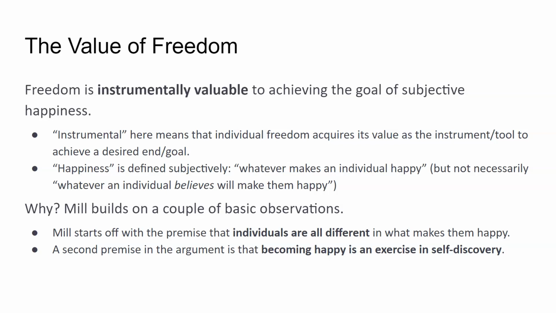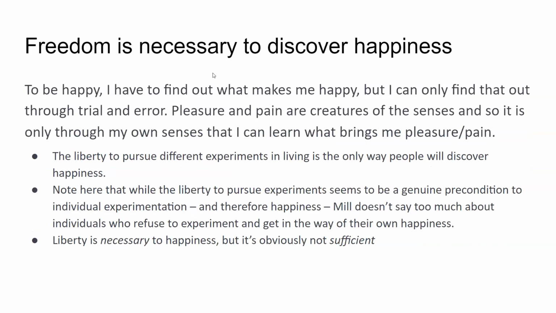And in some cases, we might not be happy at all. So to be happy, I have to find out what makes me happy. But I can only find that out through trial and error, Mill thinks. Pleasure and pain are creatures of the senses, and it's only through my senses that I can learn what brings me pleasure and pain, right? And I need the freedom to exercise my senses.